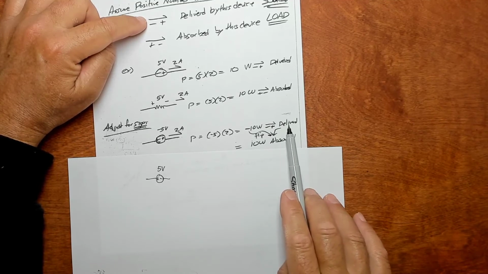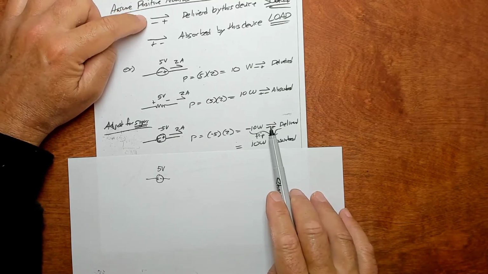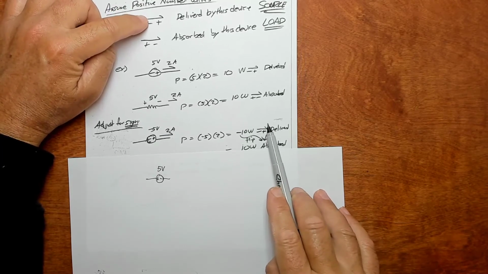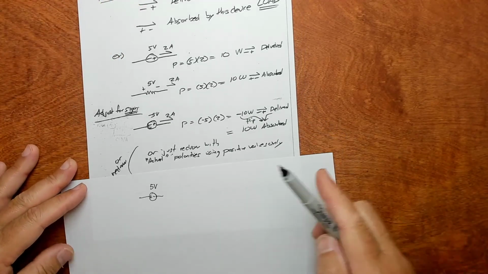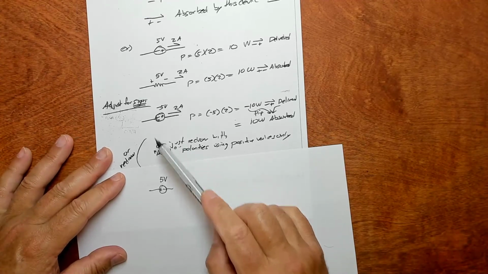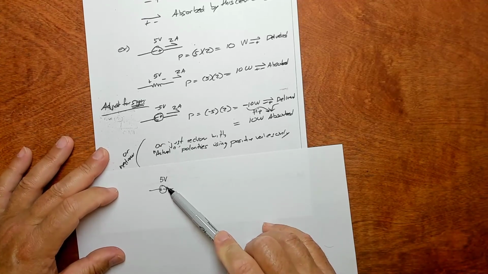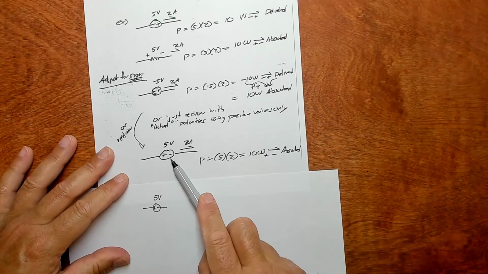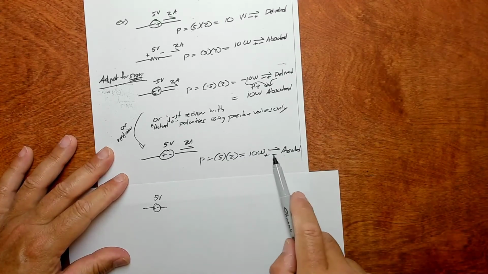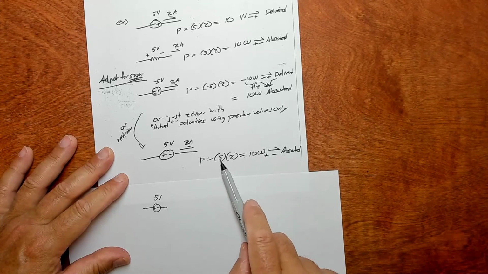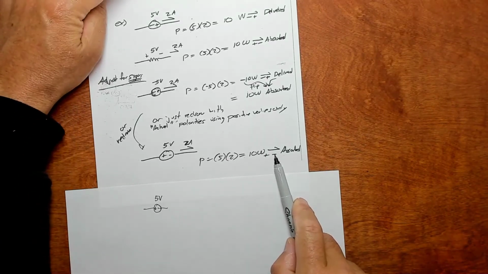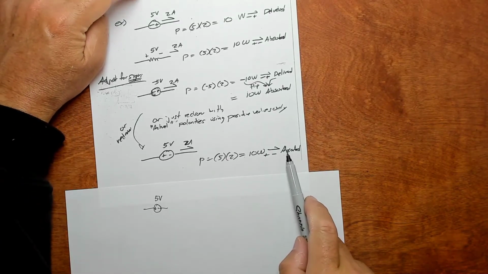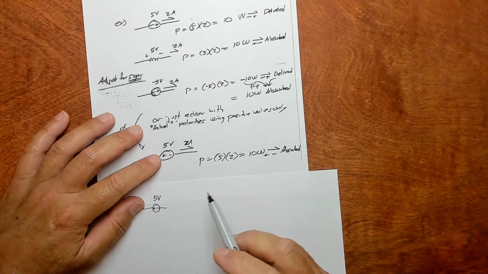The fact that we started with delivered is because of this orientation. This is the orientation for delivered. That's what I do. Or if you don't like that, just redraw the circuit so that it looks like this, with no negative signs. 5 times 2 is 10, and then this polarity after you redrew it matches the load. Loads absorb power. So this is a circle and it's absorbing.